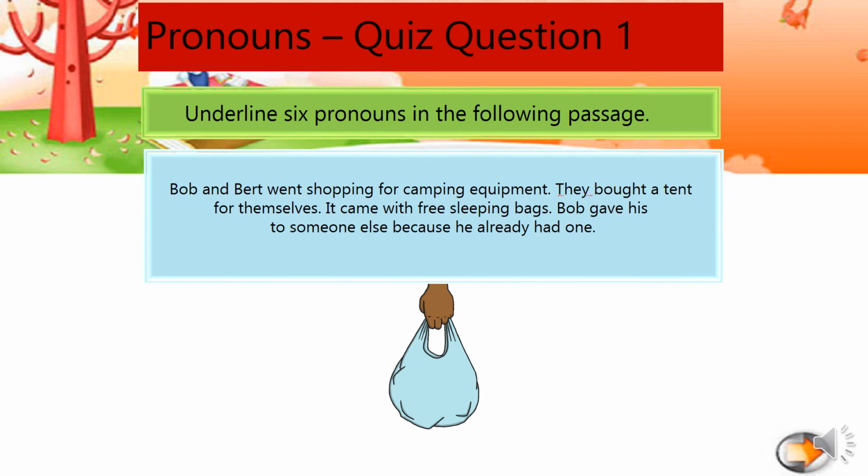Now, the first one is they. Then another one is themselves. Then the third one is it. Now, let's see: his, someone, and then finally he. How many pronouns have we underlined? 1, 2, 3, 4, 5 and 6. Have you done it correctly? If you have, then 3 cheers for you.